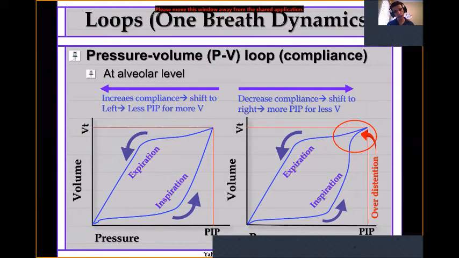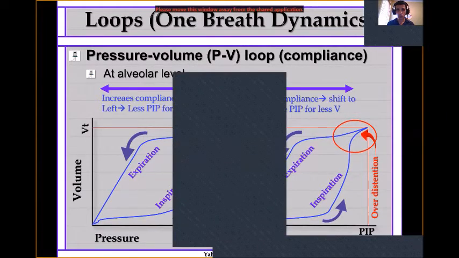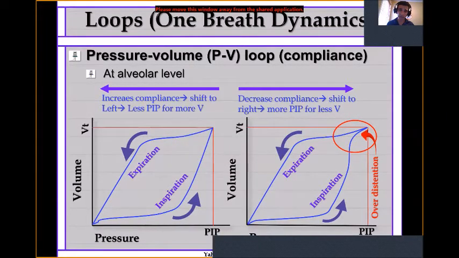So if this moves to the right, that means you need more pressure to get the same volume, then your compliance is decreasing. But if this moves to the left, that means you need less pressure to get the same volume, then your compliance is improving. So turning left means better compliance, decreasing pressure to give the same volume. Turning right means decreasing compliance, increasing pressure to give the same volume.